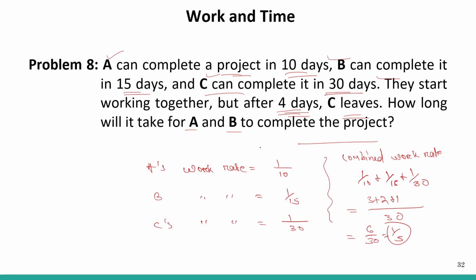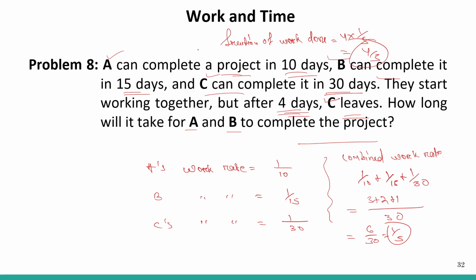Okay, so they continue the work for 4 days. So in 4 days, the fraction of work done is equal to what? 4 into 1 by 5, because in 1 day they complete 1 by 5th of that project. So this is equal to 4 by 5. So 4 by 5 of the work is now done. Now what happens is C leaves the team.